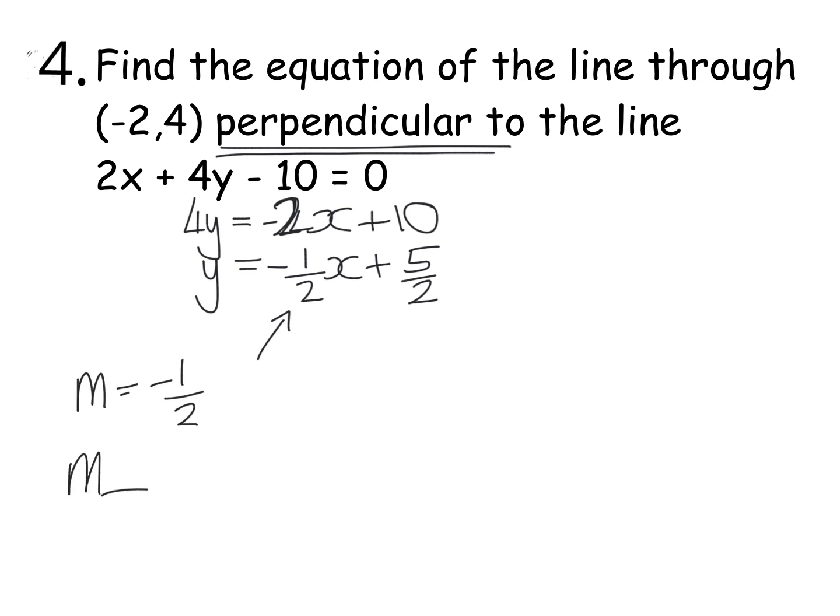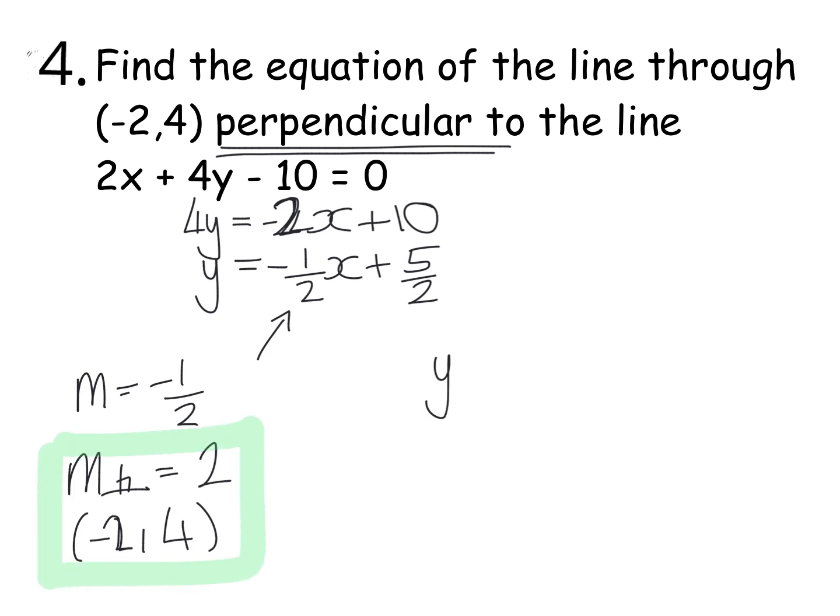The perpendicular gradient to that would be flipping it and changing the sign. So it would be positive. It would be 2/1, but we don't need the over 1, so it would just be 2. And then I've got the point -2, 4. These are what we're going to plug in. We're going to use these numbers plugged in to get the equation of the line.